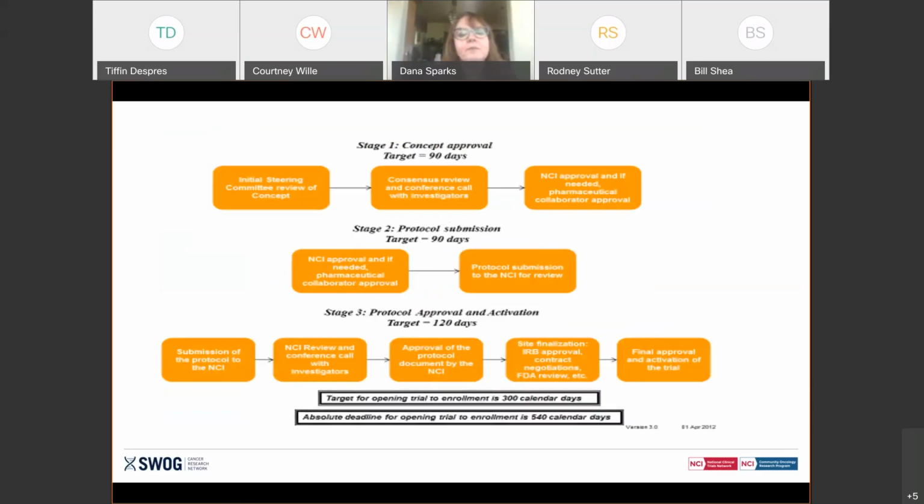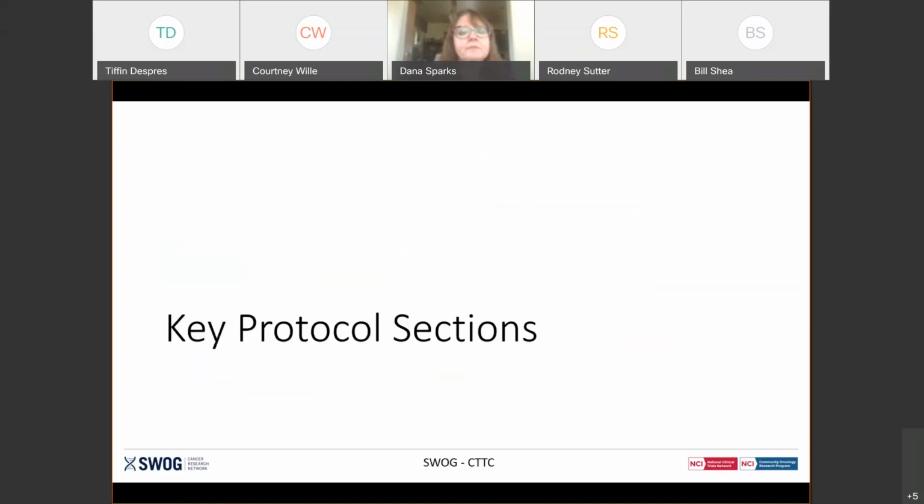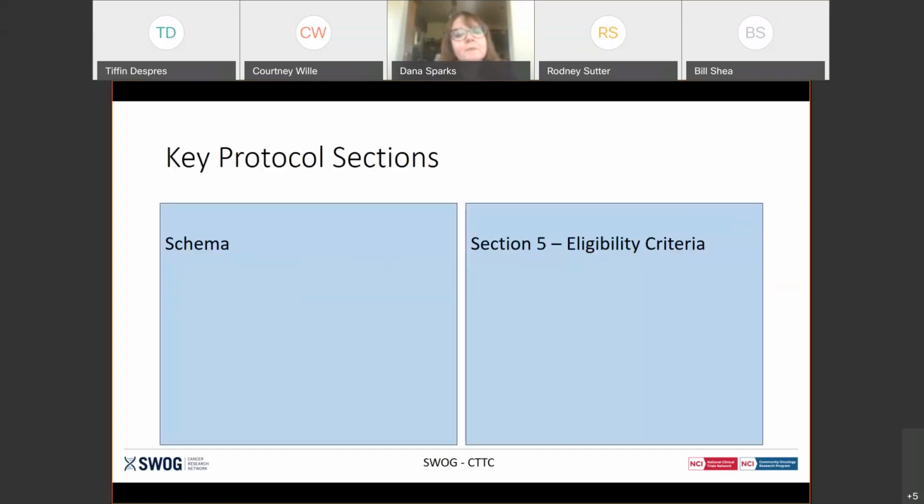And of note, the IRB approval is a part of this process and sometimes can delay the activation of a protocol depending on what the elements of the study are and whether they're problematic for the CIRB. Next slide. So now we'll move into talking about the content of the protocol document and touch on some key protocol sections. Next slide.